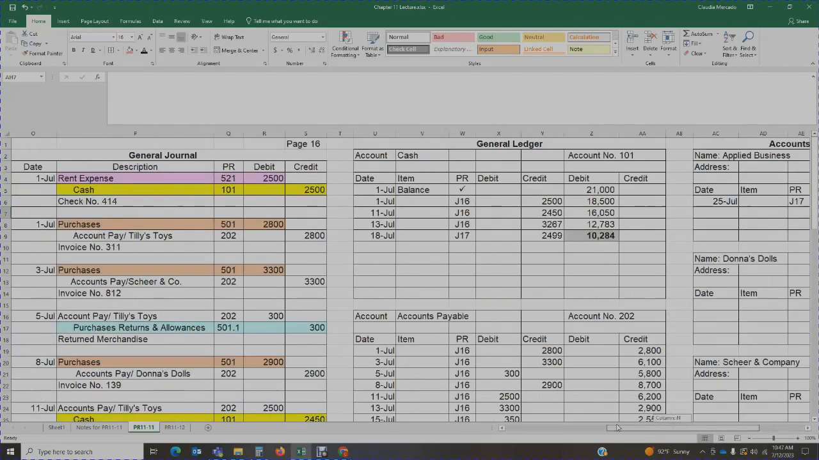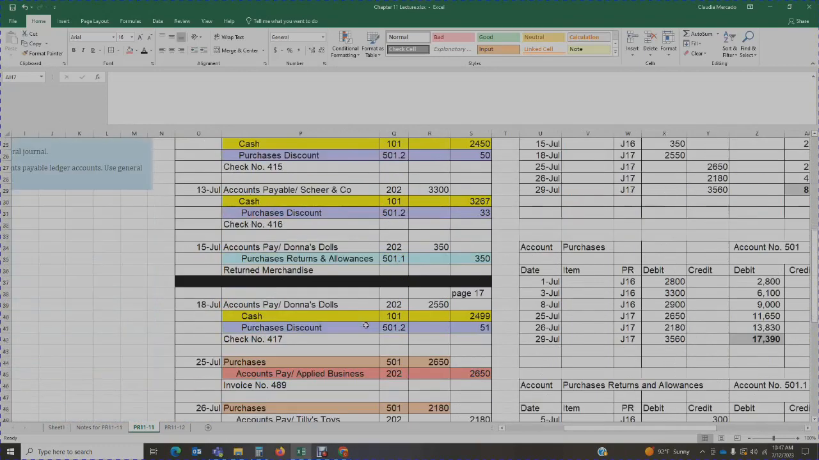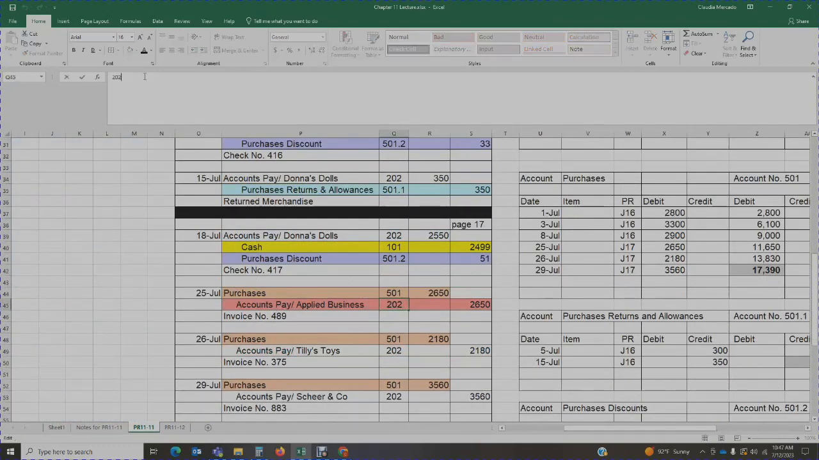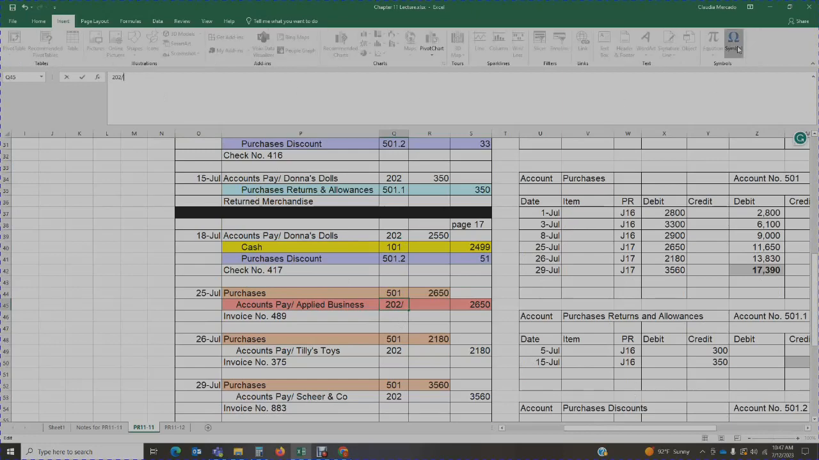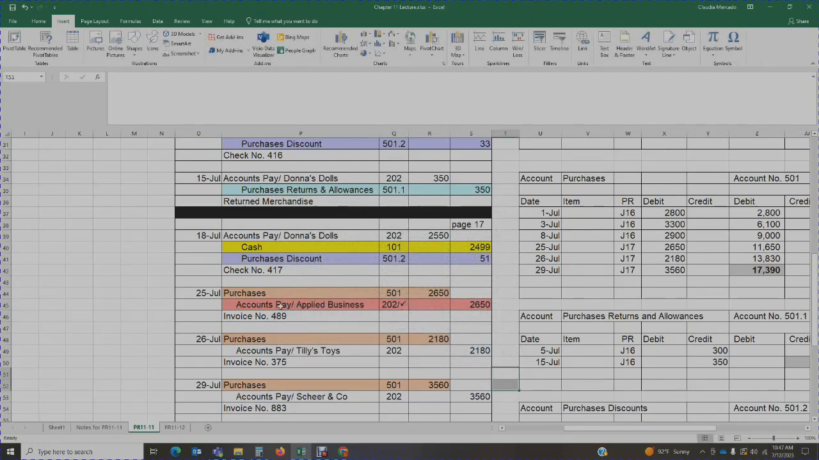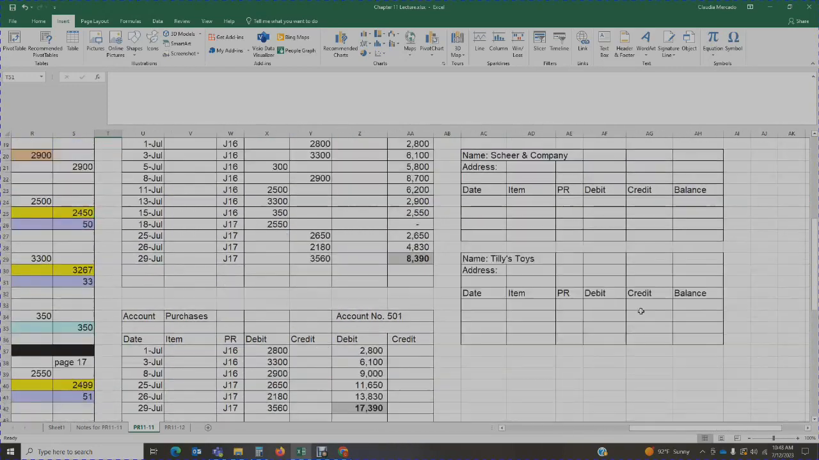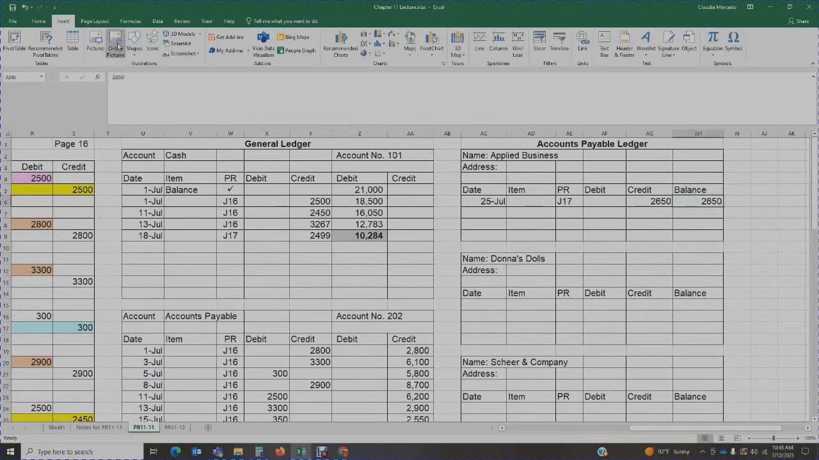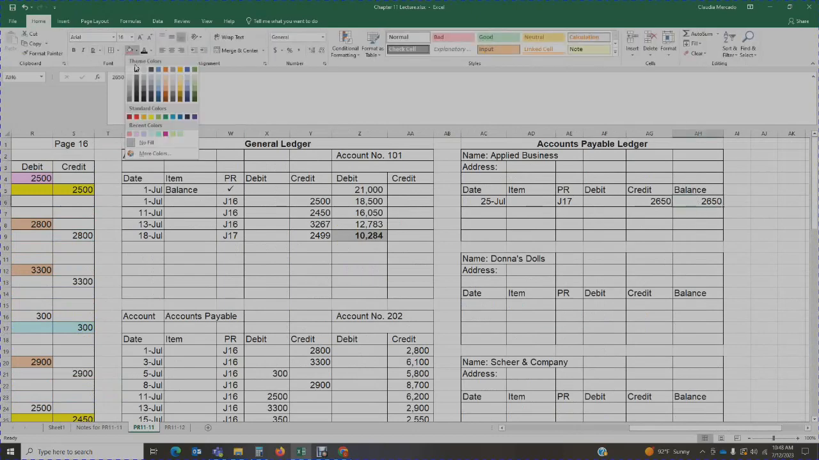Okay, now I'm going to go back to my entry for Applied Business right here, accounts payable Applied Business. I'm going to put a hyphen and a check mark. That tells me I've posted my accounts payable to General Ledger 202 as well as my subsidiary ledger. I've done two postings, one to my General Ledger and one to my subsidiary accounts payable ledger. So that tackles that. Now I'm going to locate everything and highlight these. That's the ending balance for Applied Business.